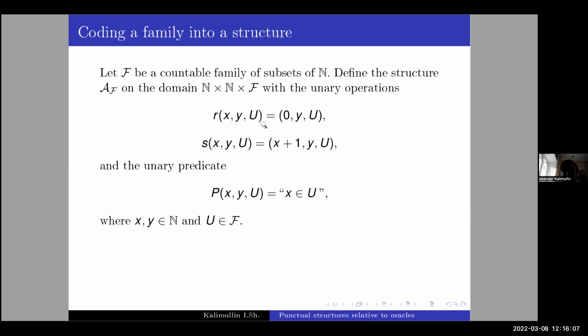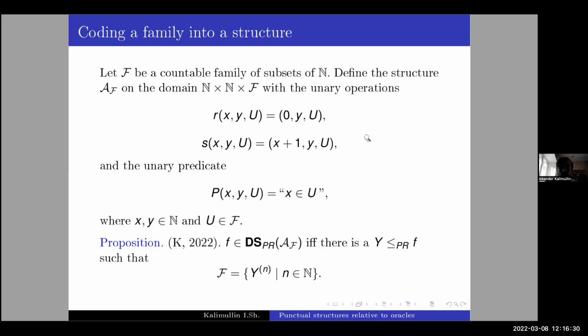I only use a predicate, a successor function, some specific possibility to go up, and I need some root functions just to have a possibility to read every set from the beginning. And we can code. This coding gives the property: a primitively recursive structure computes this structure if and only if there is some set y which primitively recursively enumerates the family. So F is exactly the collection of all columns of this set y.